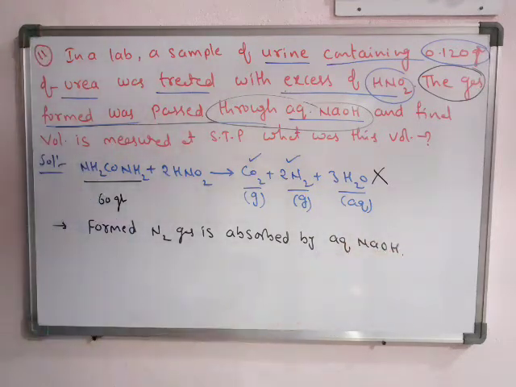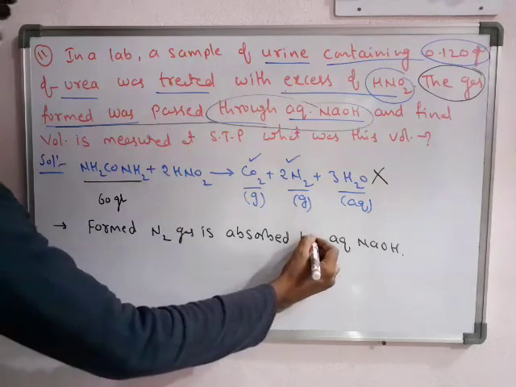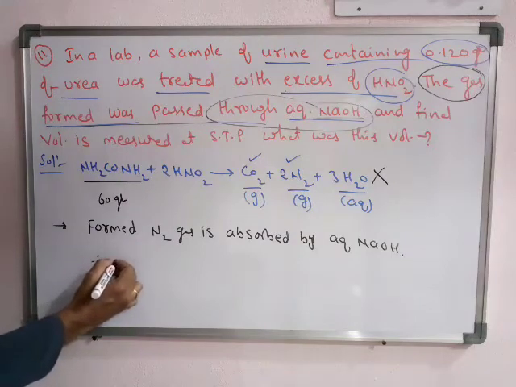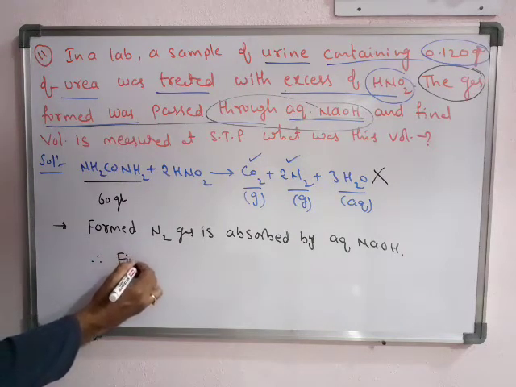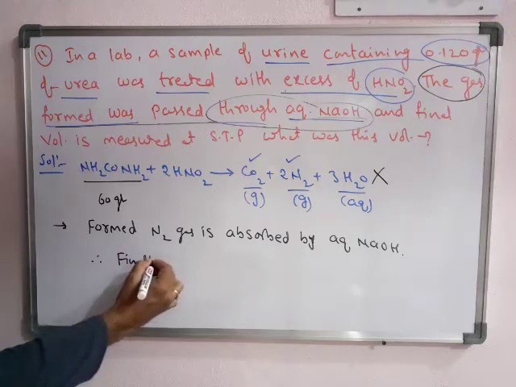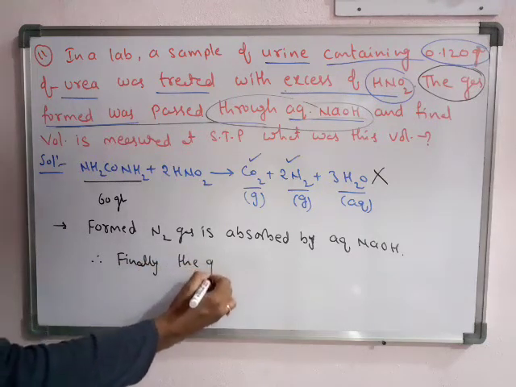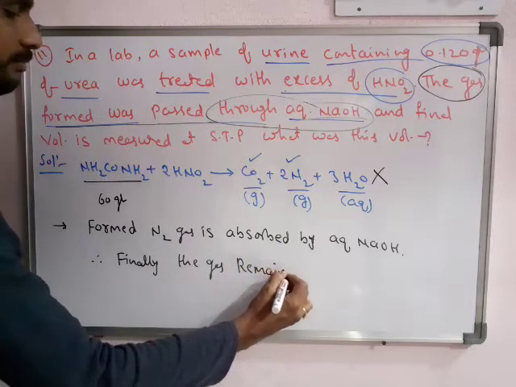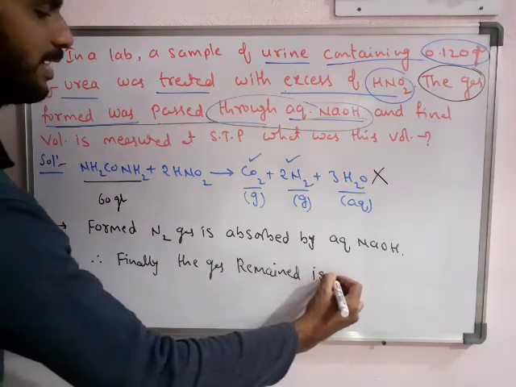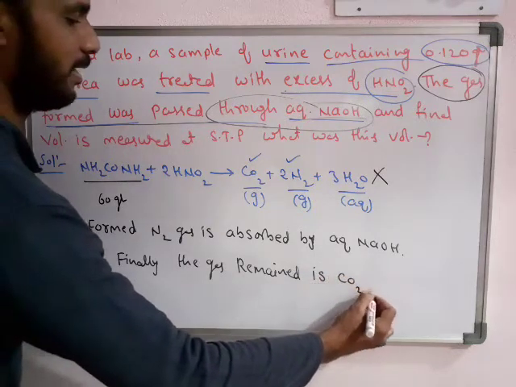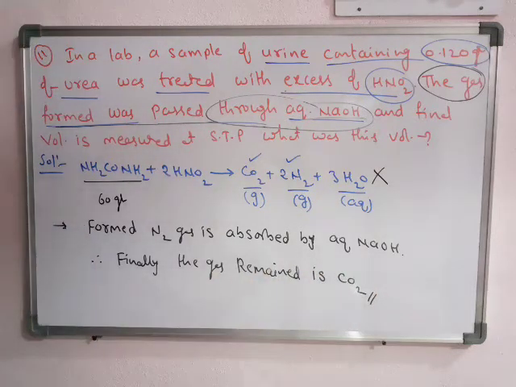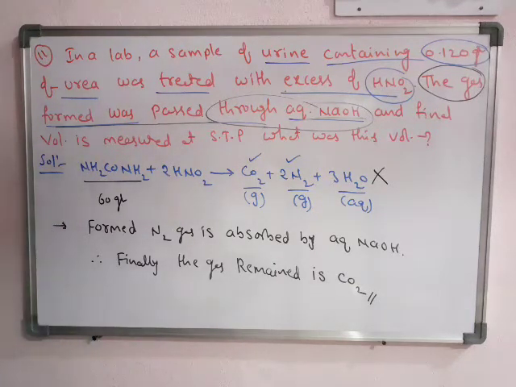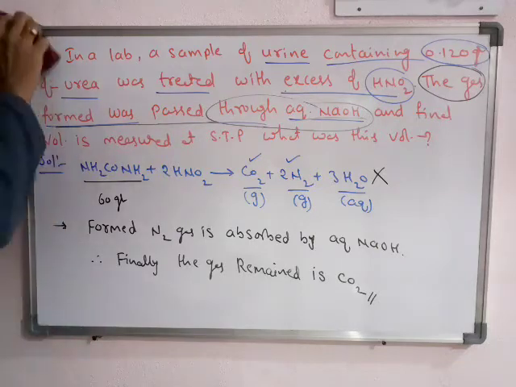So the nitrogen gas is absorbed by aqueous sodium hydroxide. Therefore, finally, the gas remaining is only carbon dioxide. So we have to do the problem only for carbon dioxide. We have to find how much carbon dioxide will be released.